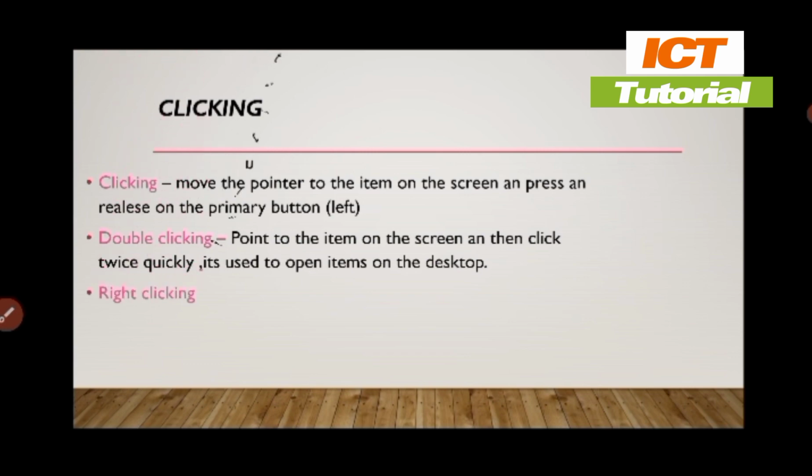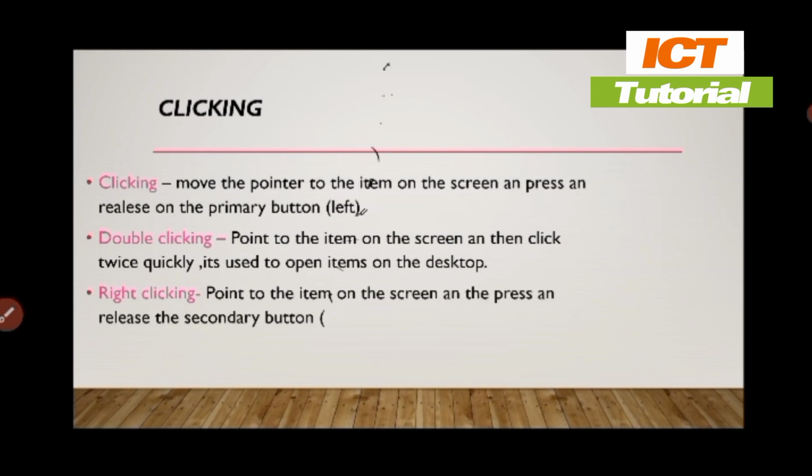So we have right clicking. When you right click, point to the item on the screen and then press and release the secondary button, that is the right button. It is used to display a list of things you can do with that item.